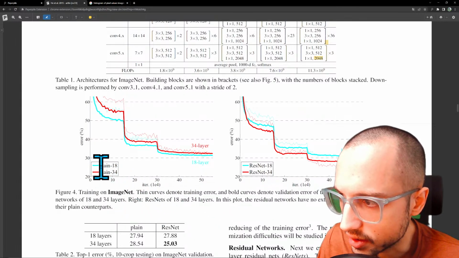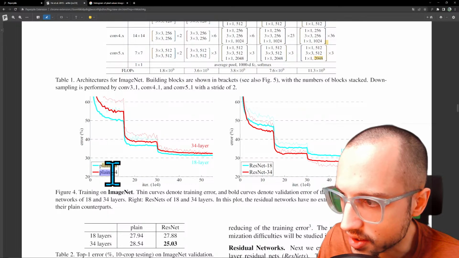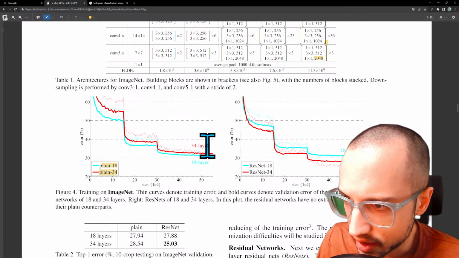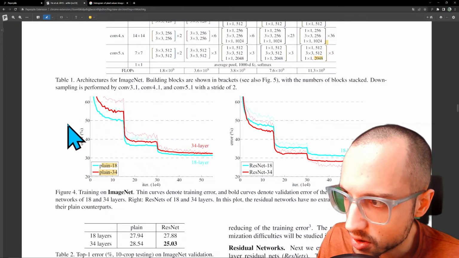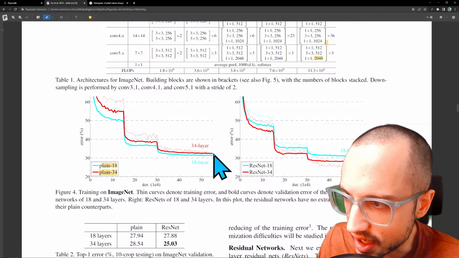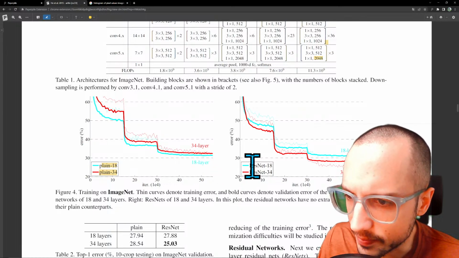So you can see the plain network. This is the 18 layer and the 34 layer without the residual connections. You see how they actually kind of perform the same, right? They end up having the same performance. They kind of converge to the same point.